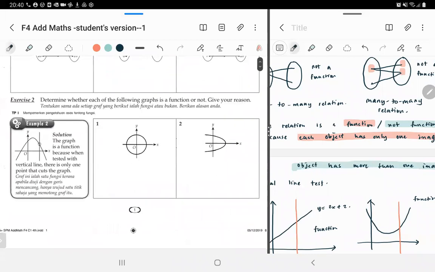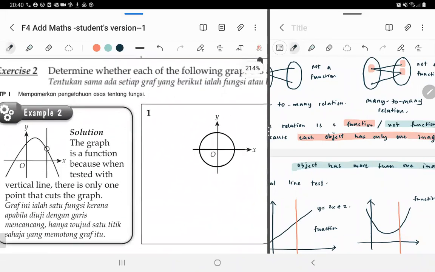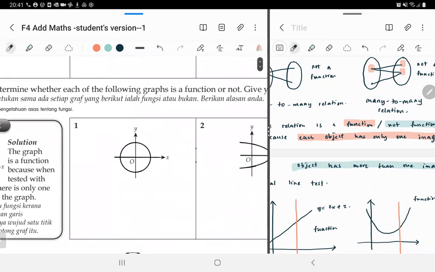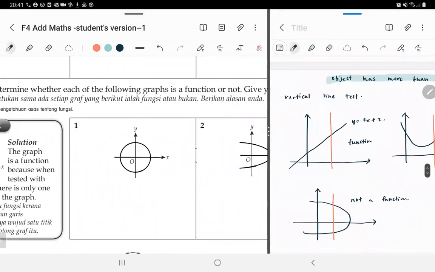Okay, and then next one, exercise 2. When we have the graph, the question asks us to determine whether each of the following graphs is a function or not, and then give your reason. So when we have a graph like this, we do the vertical line test, as what we learned just now. We draw a vertical line. If we draw a vertical line, this one has 2 images at the same time. So that means this is not a function. The reason will be the object has more than one image.